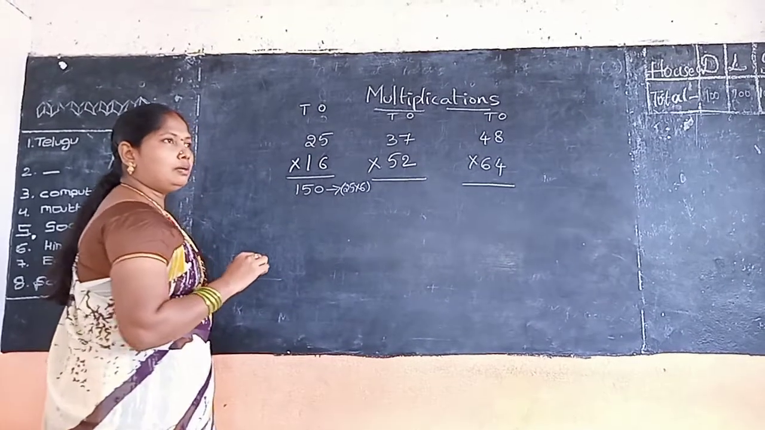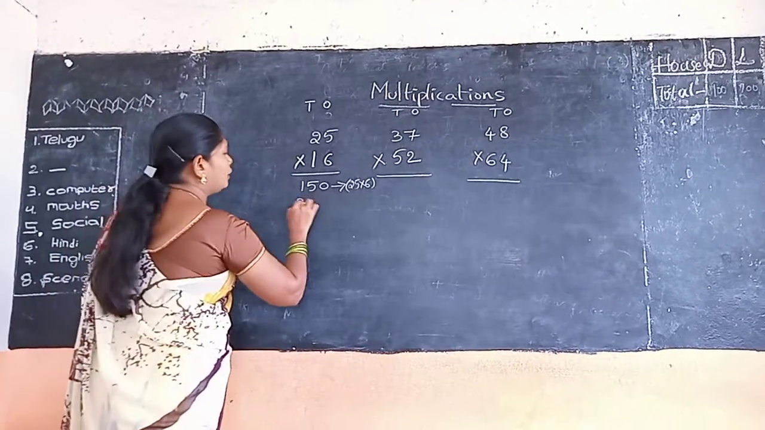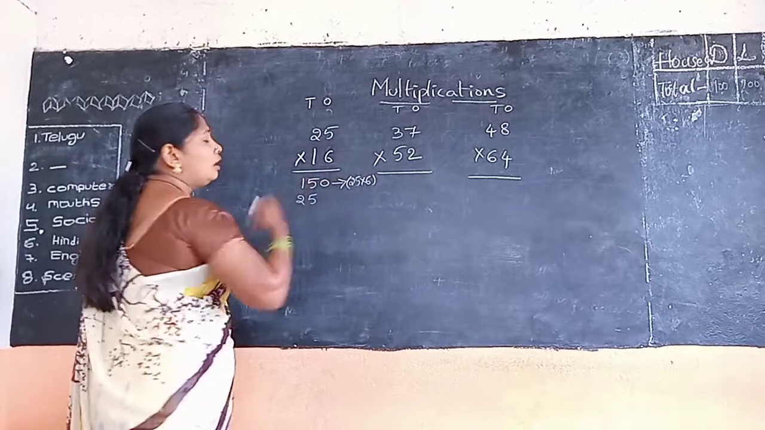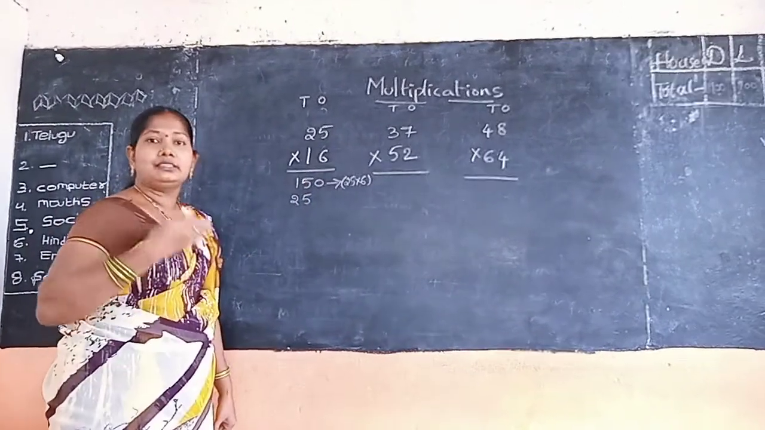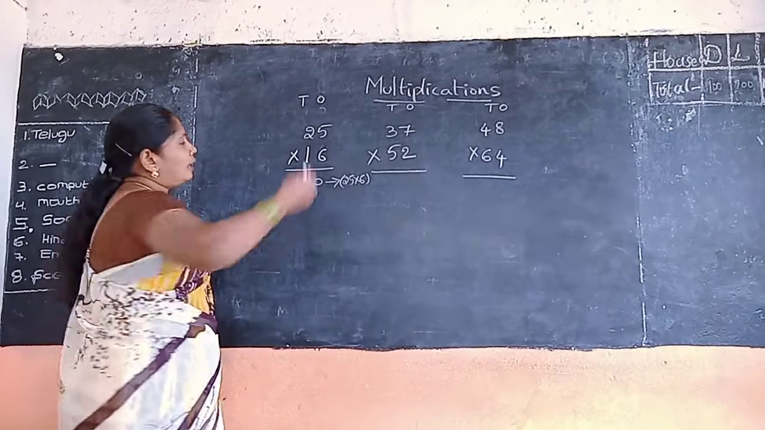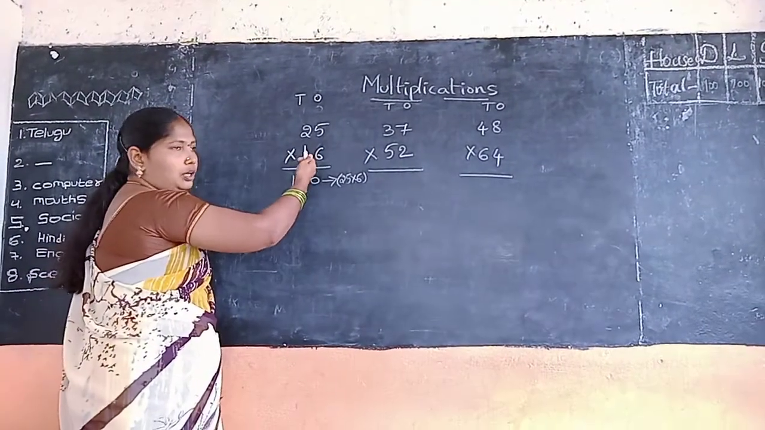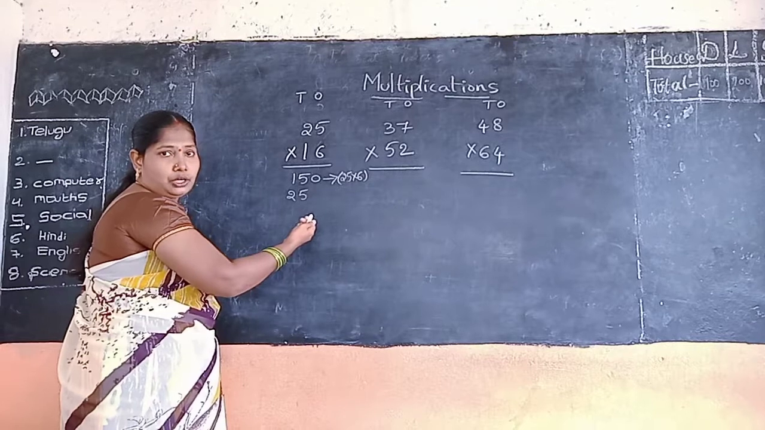25 into 1, how much? 25 ones are how much? 25. Now leave the 1's place. Why? I am multiplying with the 10's place value. I start with the 10's place value. Now the answer also starts at the 10's place value.